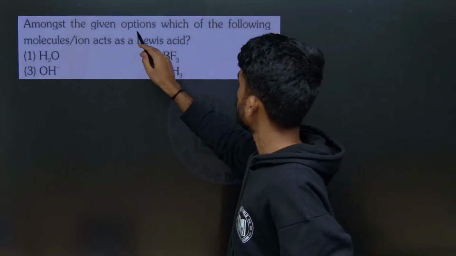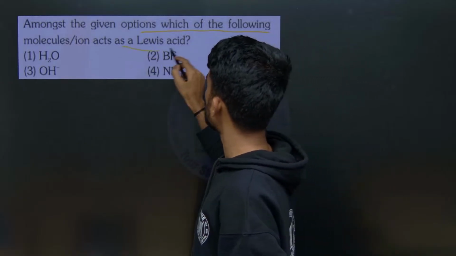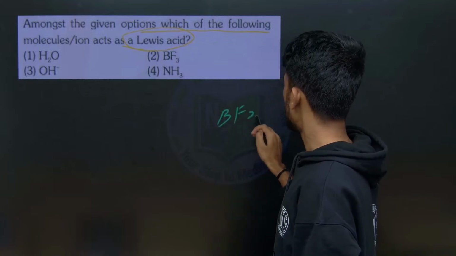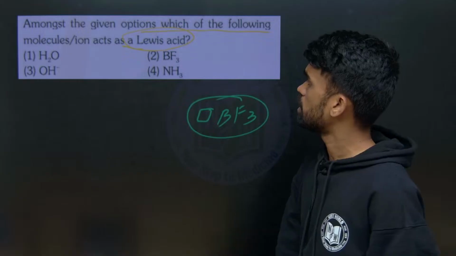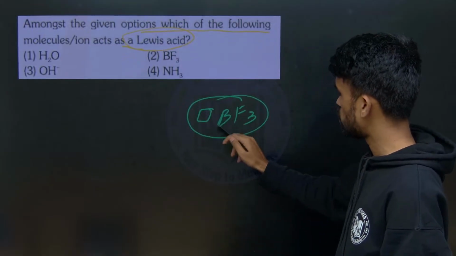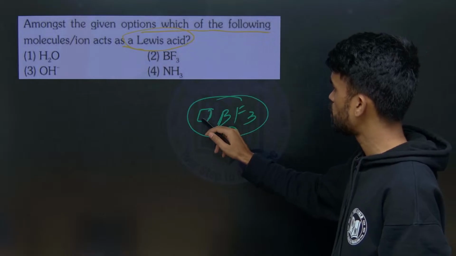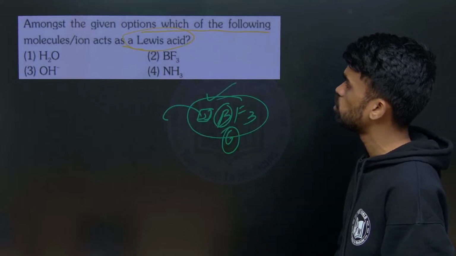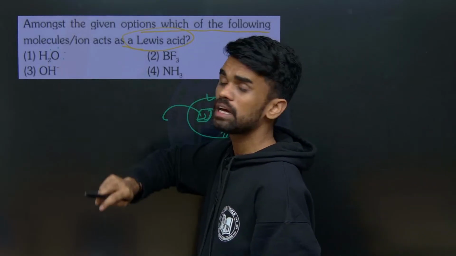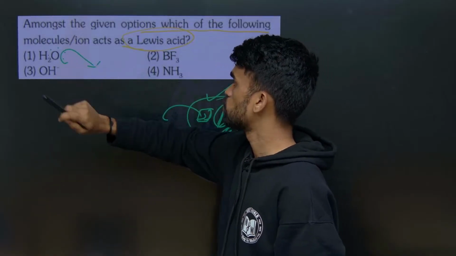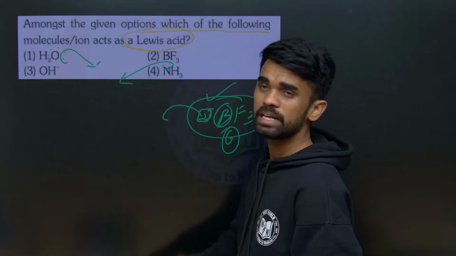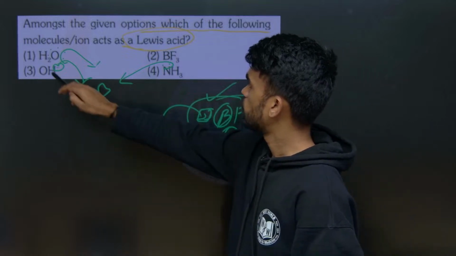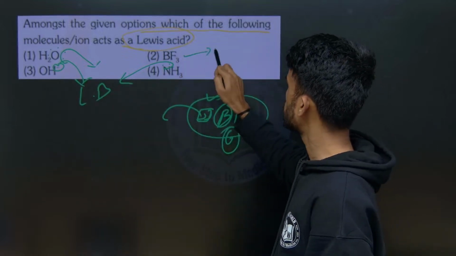Among the following given options, which one of the following molecules acts as a Lewis acid? Easy, right? How can we identify a Lewis acid? It should contain one vacant orbital. It is electron deficient, having only 6 electrons, and one p orbital is empty on the boron in BF3, therefore it can accept a pair of electrons, so it can be a Lewis acid. Whereas water already has non-bonding electrons, it can only donate, so this is a Lewis base. NH3 also has a lone pair, so it is also a Lewis base, and OH minus has a negative charge, so it can also donate. So 1, 3, 4 are Lewis bases, whereas 2 is the Lewis acid.